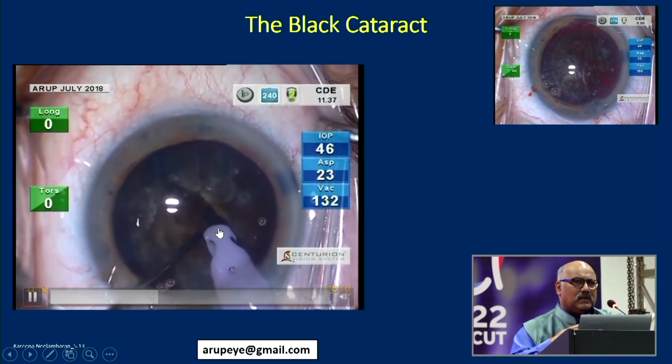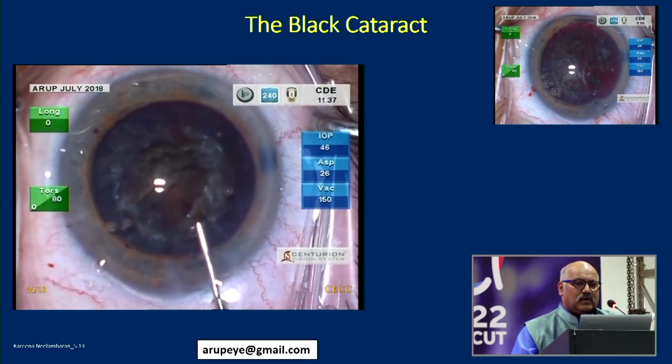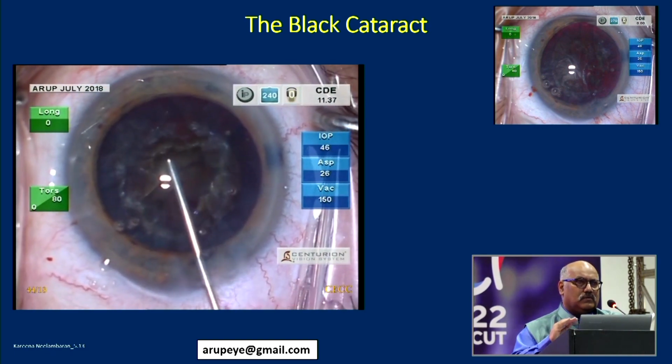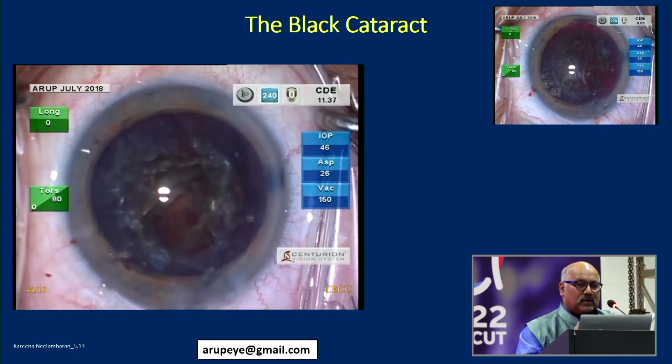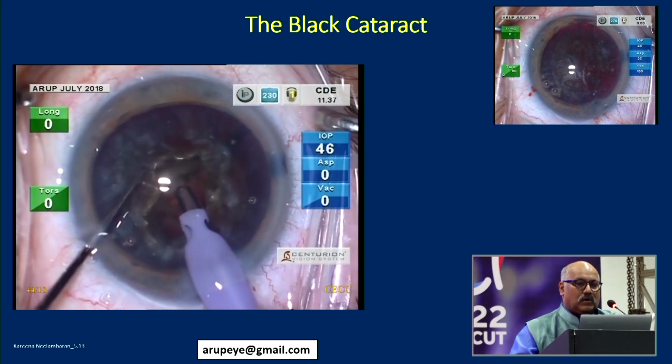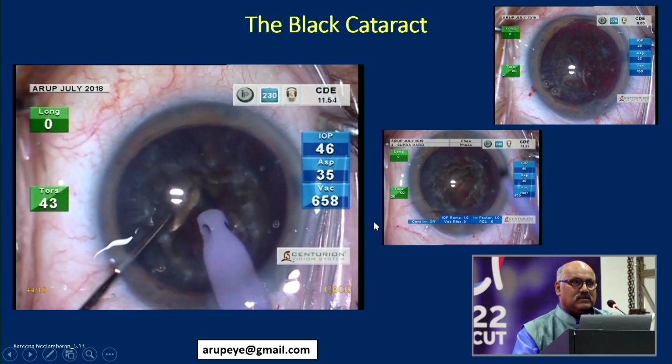Sometimes you see when you sculpt that a lot of lens milk comes up, which means your aspiration is not good enough. So maybe from 26 I'll go up to 28, 30, 34, depending upon at what stage I am able to have a very clear look at what I'm sculpting. Then is the fragment, then is the chopping, all right? This is stop and chop.